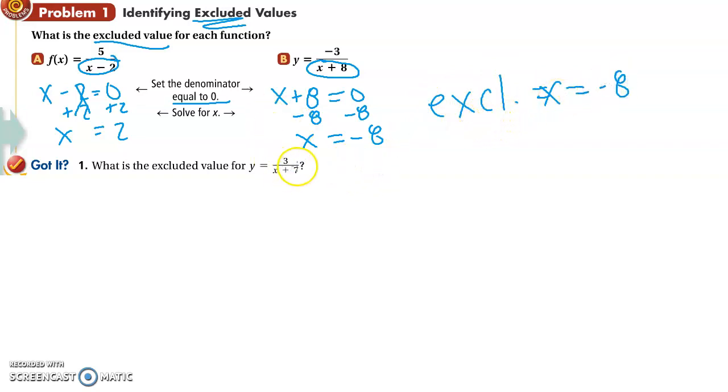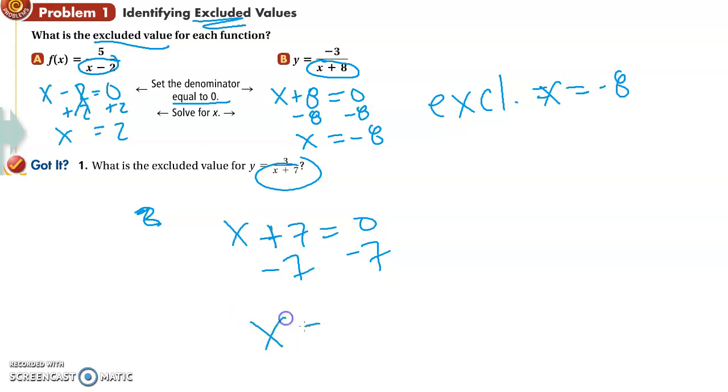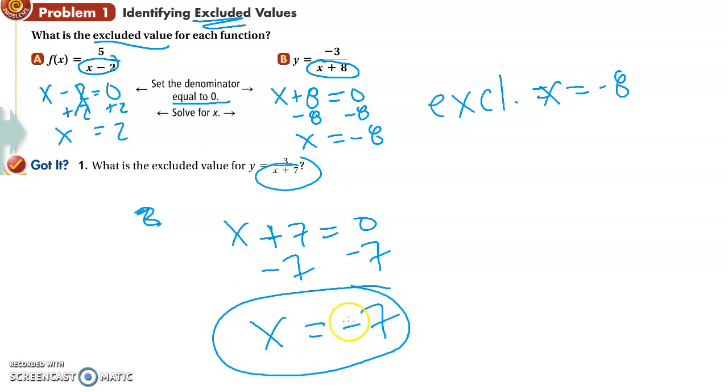Easy enough? We can go ahead and do this one for funsies. What's the excluded value for this function? Well, x plus 7 is equal to 0. I subtract 7 on both sides, and I get x is equal to negative 7. That is the excluded value.